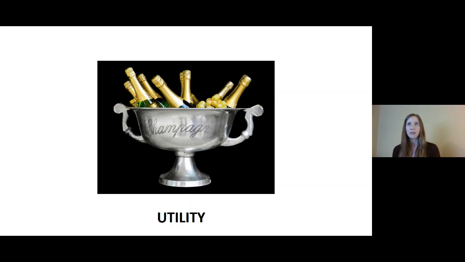And it's important to take into account this utility, because what it tells us is that health is not the only thing that matters to people, that if what we're interested in is maximizing societal well-being, we need to take into account more than just health.